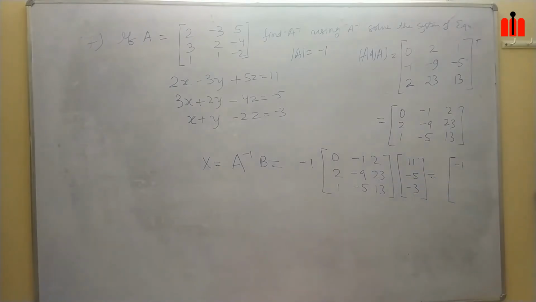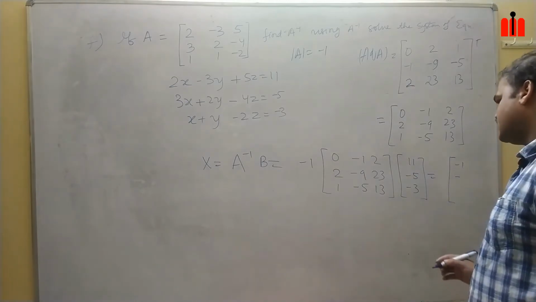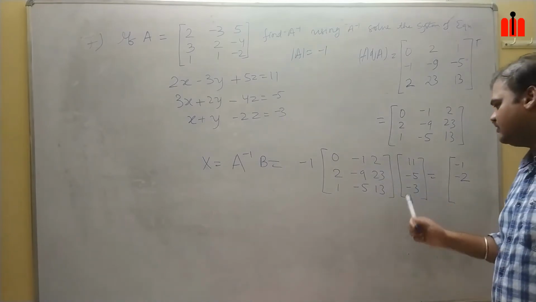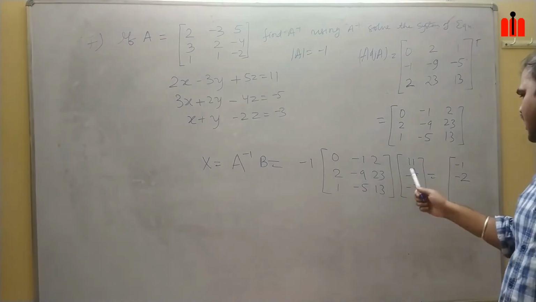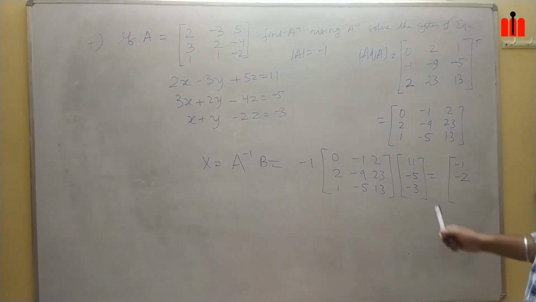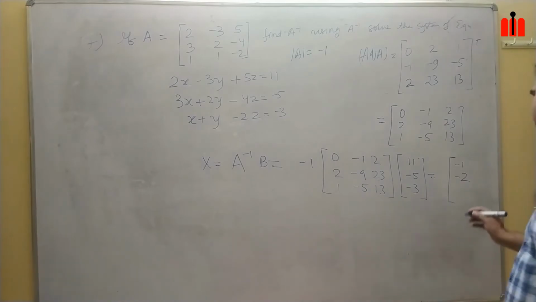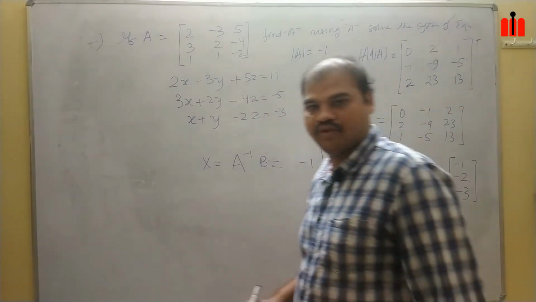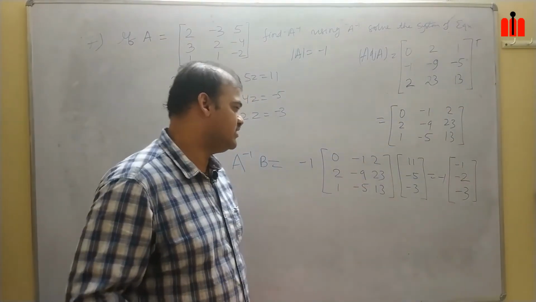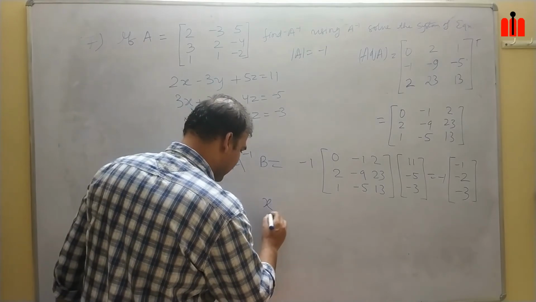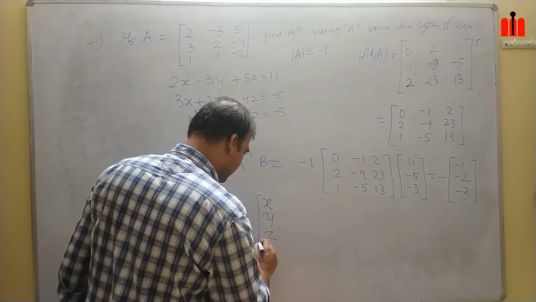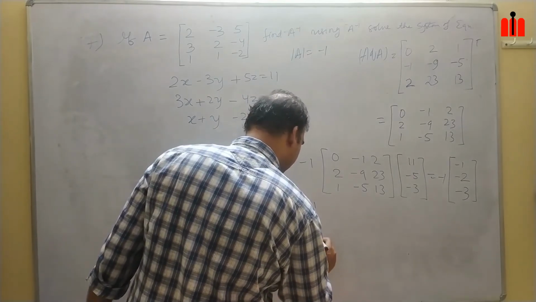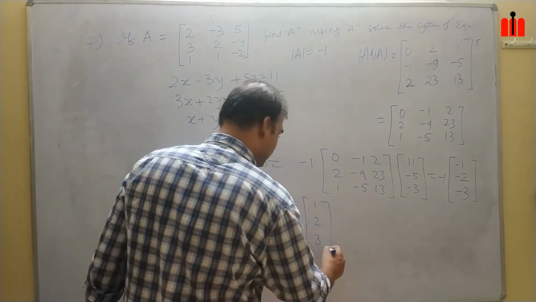67 minus 69 is minus 2. Okay, 23 into 3 will be 69. 11 plus 25 is 36. 36 minus 39 is minus 3. And minus 1 is multiplied over there. So my X matrix, which is X, Y, Z, is equal to 1, 2, 3.